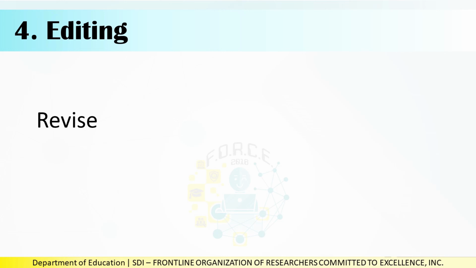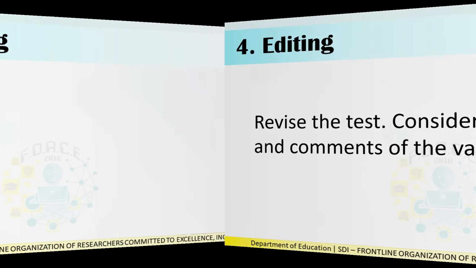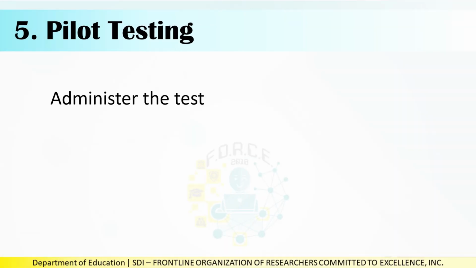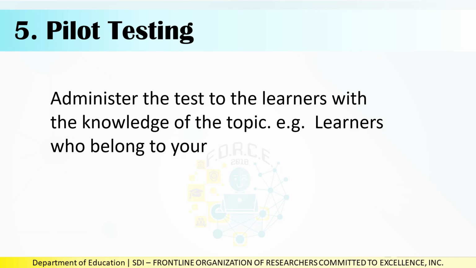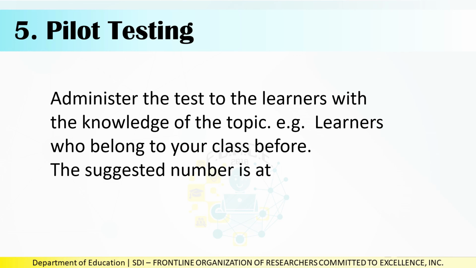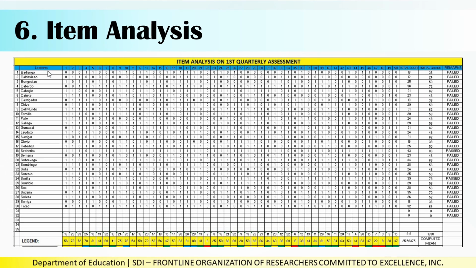Next, we have editing. This is the editing process. Number 5, our pilot testing. The suggested number of learners in the pilot testing is 20. At least 20. We can have a lot more, but it should be at least 20 persons or learners. This is an example of an item analysis form.